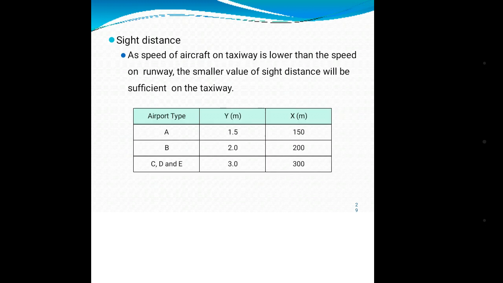Then the side distance for these taxiways. As the speed of the aircraft on the taxiway is lower than the speed on the runway, a smaller value of side distance will be sufficient on the taxiway. For A and B category, the side distance that we require is just 150 meters for A type. For B type it is 200 meters. For C, D and E type we require 300 meters.